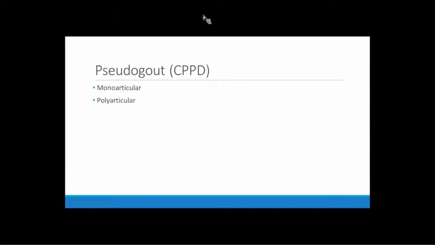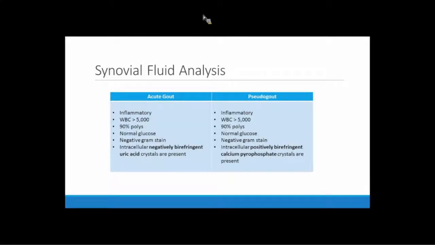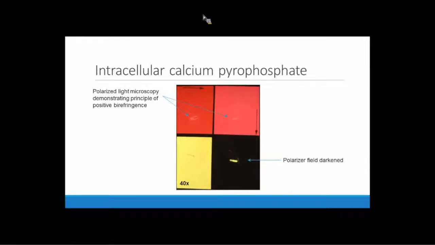Monoarticular, polyarticular, but a different pattern. The knee, followed by the ankle, followed by the wrist. The hot wrist is going to be much more likely to be pseudogout than gout, just from that distribution, never having had a hot toe. Inflammatory, but not as inflammatory as gout. Positively birefringent crystals. Here's how they look.